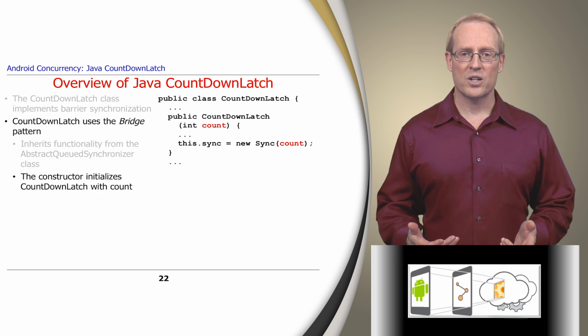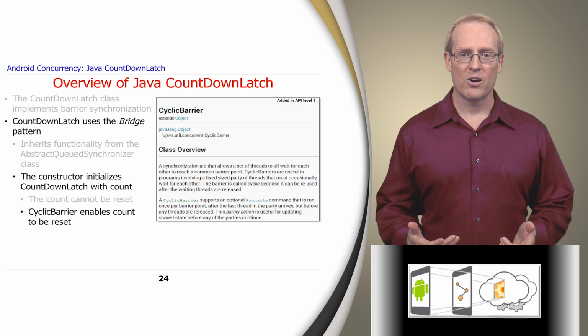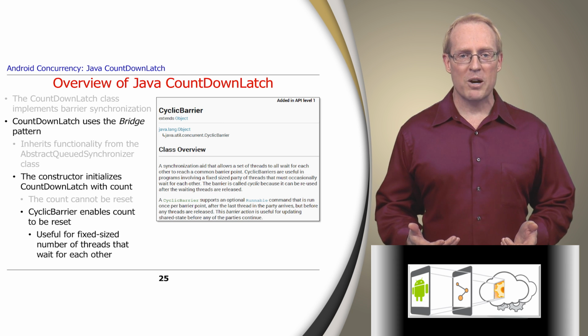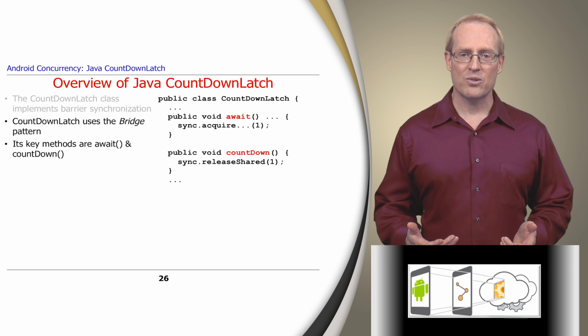The constructor initializes CountDownLatch with a given count. Once this count is set, it can't be reset without creating a new CountDownLatch instance. An alternative is to use a Java CyclicBarrier, which is cyclic because it can be reused by resetting the count after waiting threads are released. CyclicBarrier is useful for programs with a fixed size number of threads that wait for each other, as described at this link. The key methods in CountDownLatch are await and countDown.